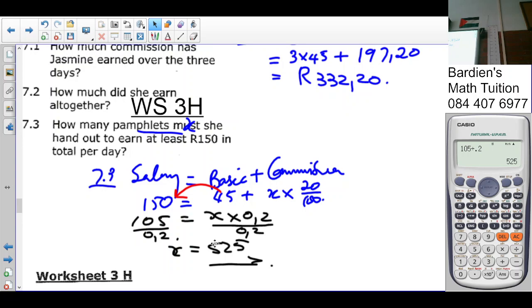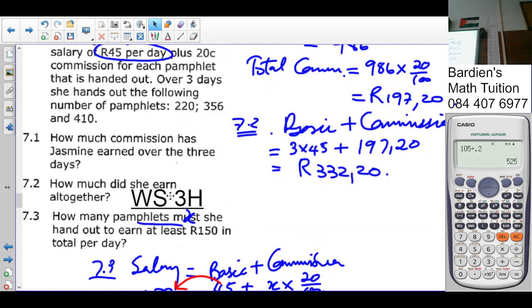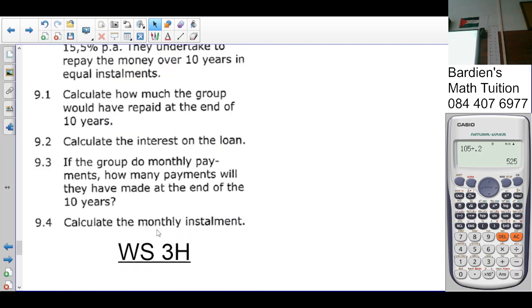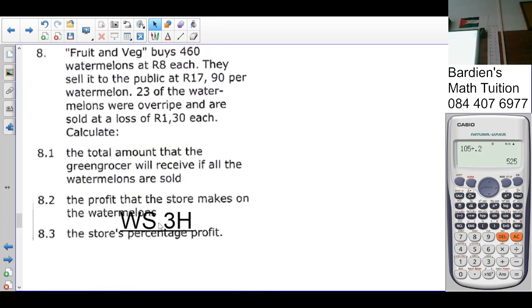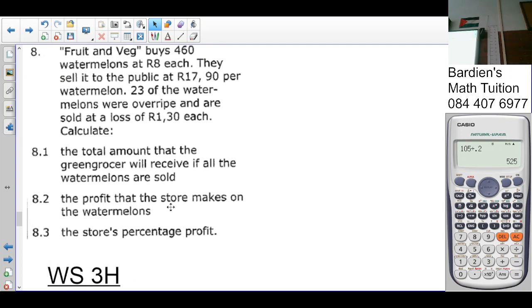Relax, why was this going like this? Okay, let's do the next one, number 8, of worksheet 3H. Come people. It's another worksheet you would like to do today. That's what I'm saying. Today another one.